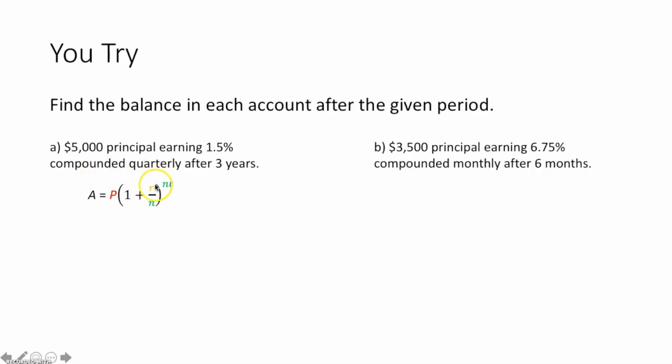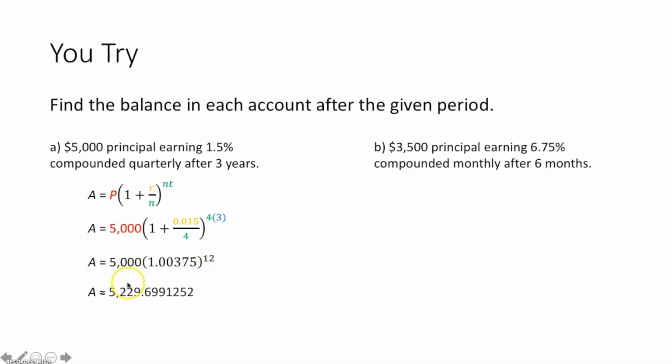It's compounded quarterly. So in for N, we're going to plug in 4. That's 4 times a year. That's what quarterly means. And then after 3 years, so we're going to plug in 3 for T. We then simplify using order of operations. In here, we take 0.015 divided by 4, then add 1. Then we take that, raise it to this 12th power over here. Then we're going to take that result, multiply it by 5,000, and we end up getting our answer.